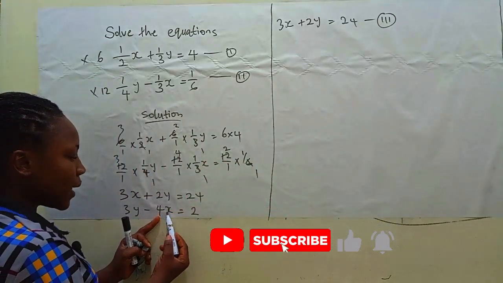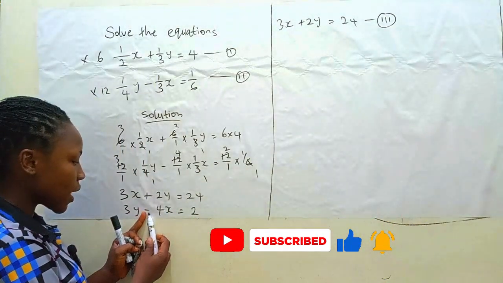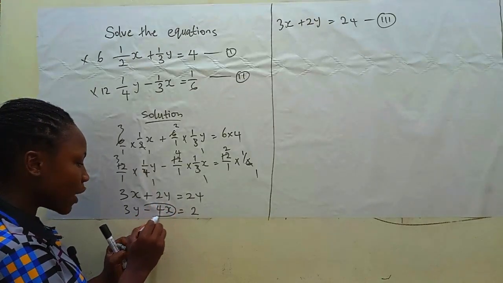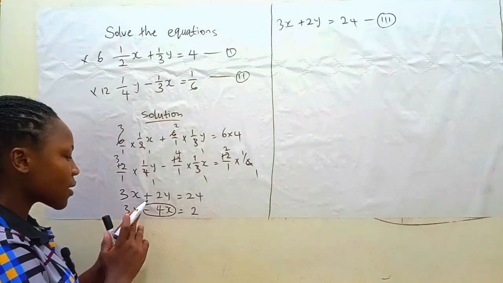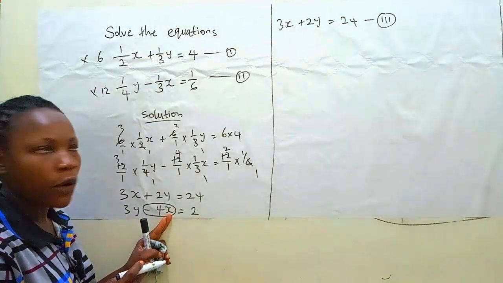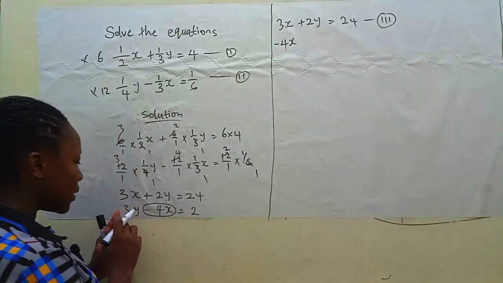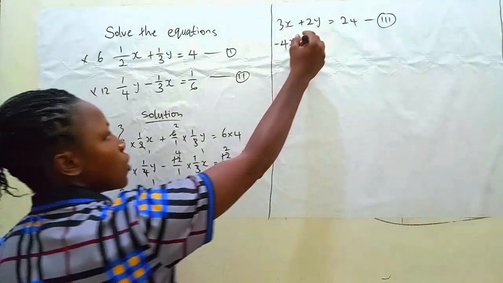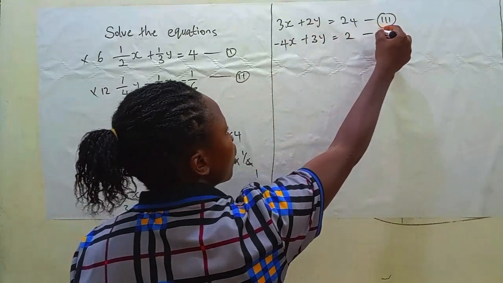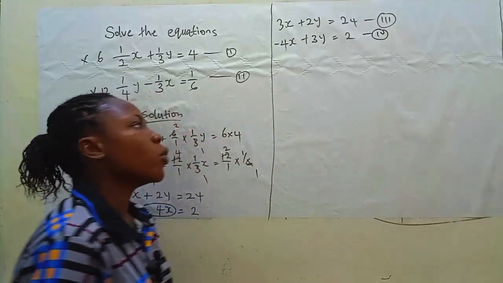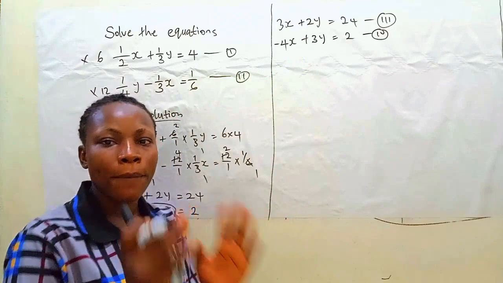Now, bringing x over to this side, watch this sign. We are taking minus 4x, not only 4x, because this sign comes with this 4. So we are going to have minus 4x, while this y is positive, plus 3y equals 2. That is equation 4. Now we can solve it the normal way using the elimination method.